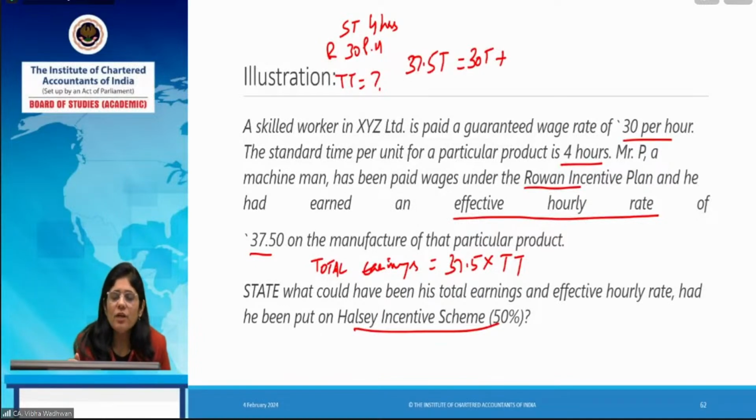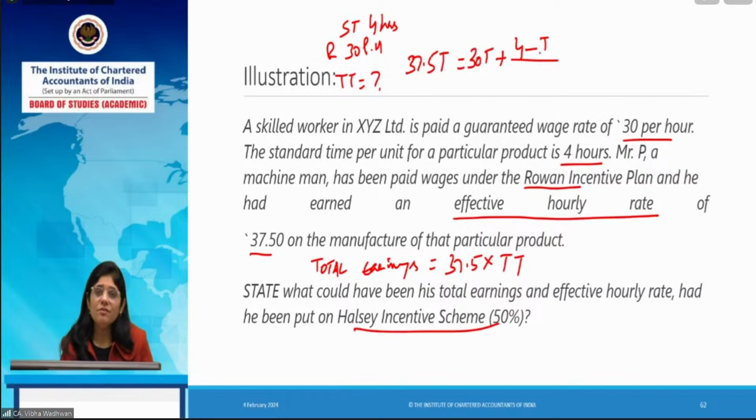So what is time saved? Time saved could be time allowed, which is 4, minus time taken. So I have written time saved as time allowed minus time taken. That will be time saved only. I've written in this way because we have the standard time with us, divided by the time allowed, which is 4 into 30t. So this is how I've made the equation.